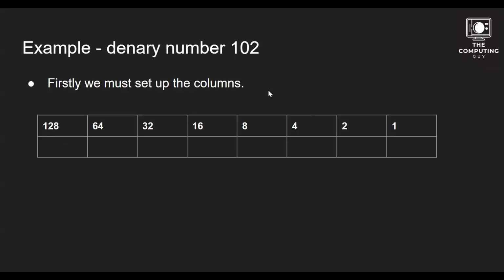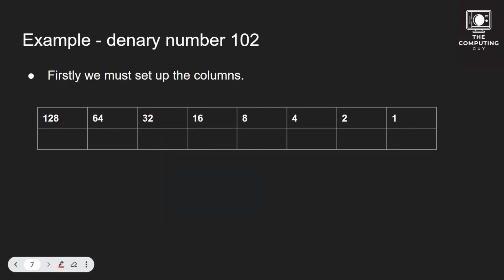We will now look at how we can convert a denary number into binary. So we've got our column set up and we've got the number 102. What we need to do, much like the binary version, is go through column by column. In this case, we're going to look at 128. 128 is bigger than 102, so we can't use this number. The next number is 64.